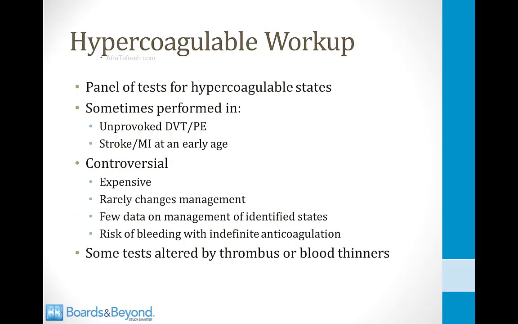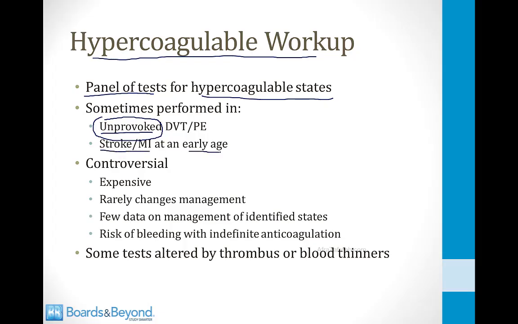So I'll finish this module by mentioning the hypercoagulable workup. This is a panel of tests that is sometimes done to identify underlying hypercoagulable states in patients who have thrombus disorders. You'll sometimes see this panel of tests ordered in patients who have an unprovoked deep vein thrombosis or pulmonary embolism. Unprovoked means it didn't occur after a long plane flight or after surgery. You may also see this panel of tests ordered in patients who have a stroke or myocardial infarction at an early age. You should be aware that this group of blood tests is controversial, it's expensive, and it rarely changes management.